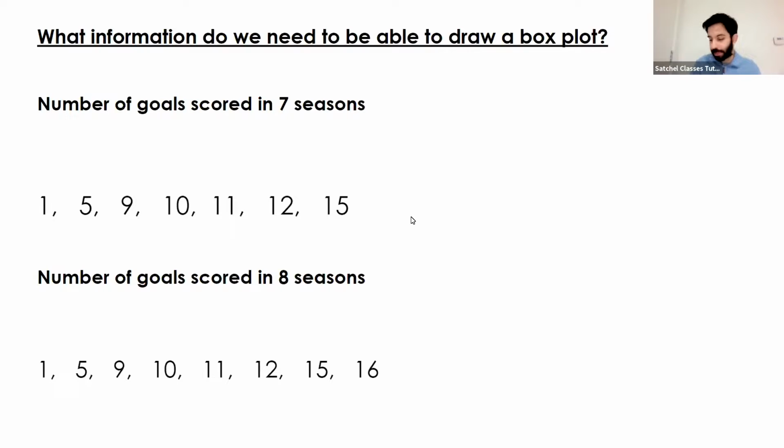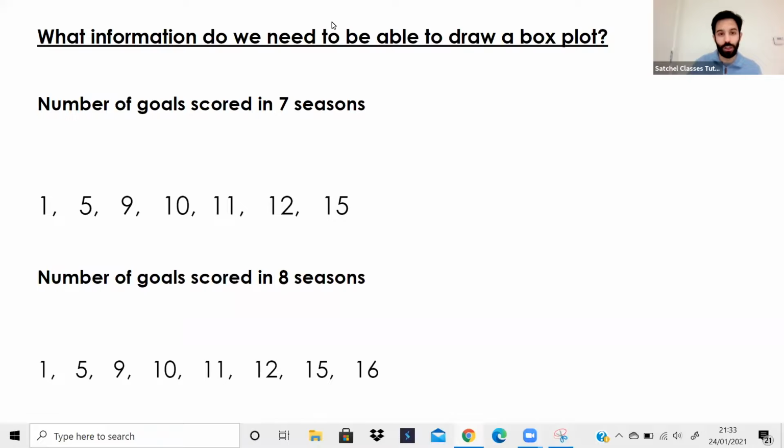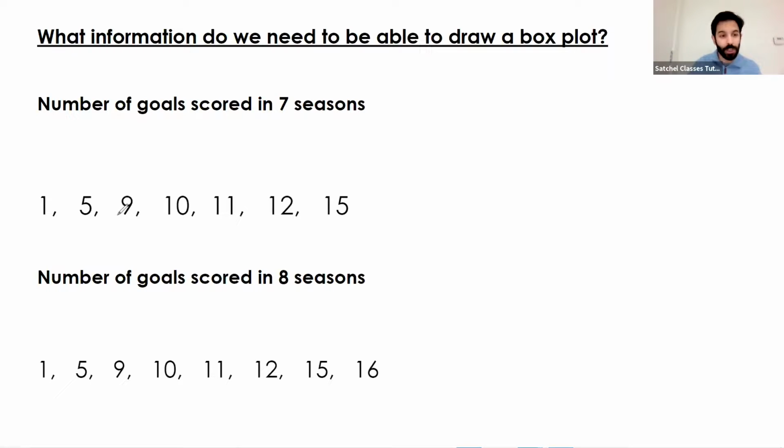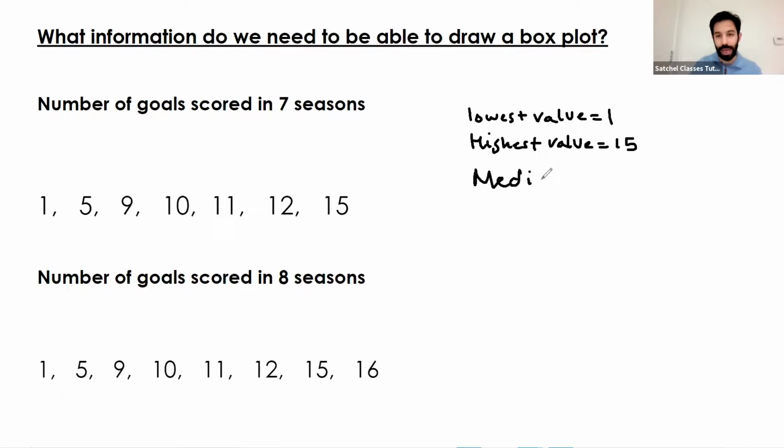So what we want to find, or the easiest values to find, will be the highest and the lowest value. Now first check to see if your data is ordered, and in this case it is. We have 1, 5, 9, 10, 11, 12, and 15. So our lowest value is equal to 1. The next easiest one would be the highest value, which is 15. So the highest value is 15. Then try and find the median.